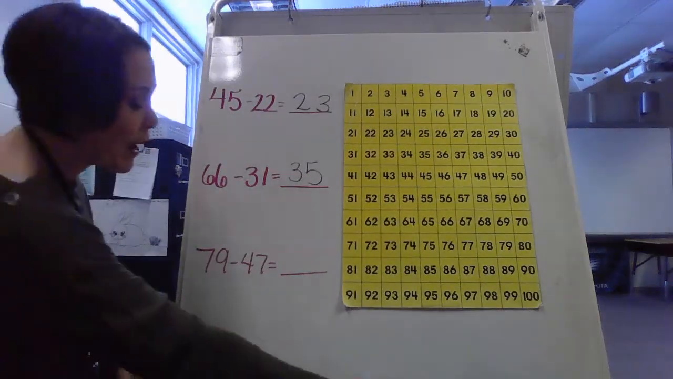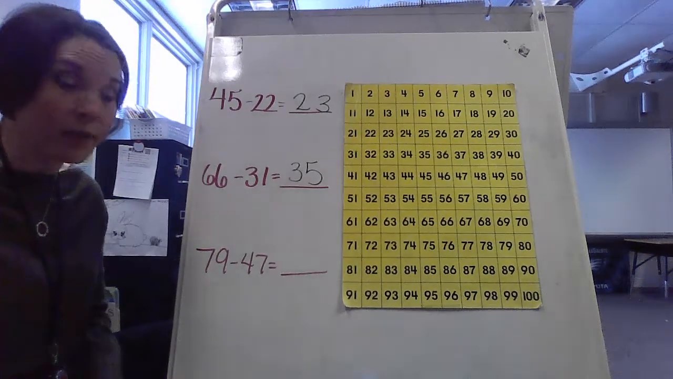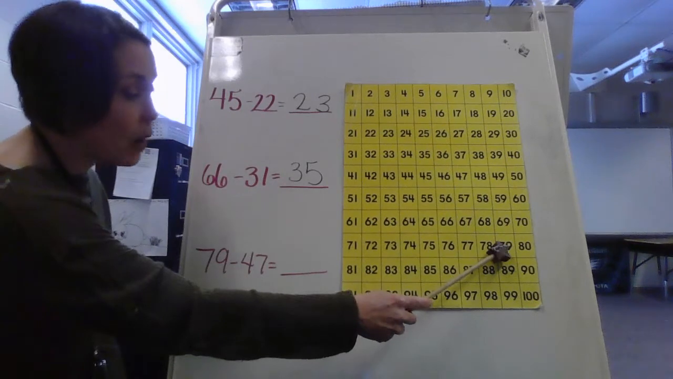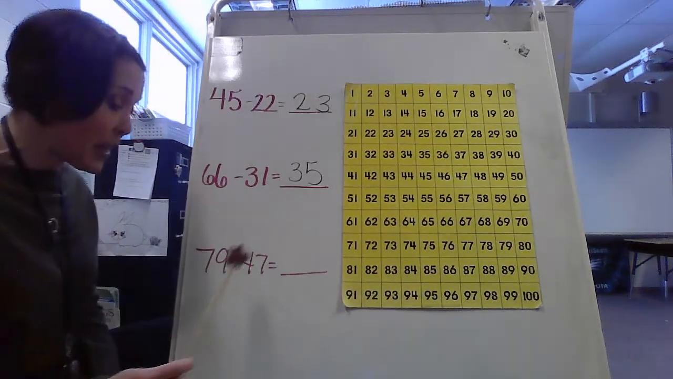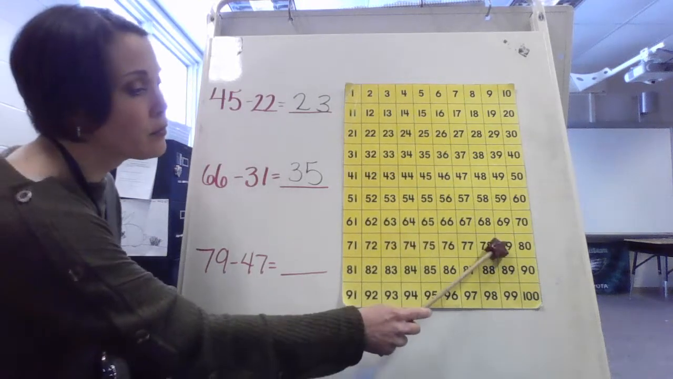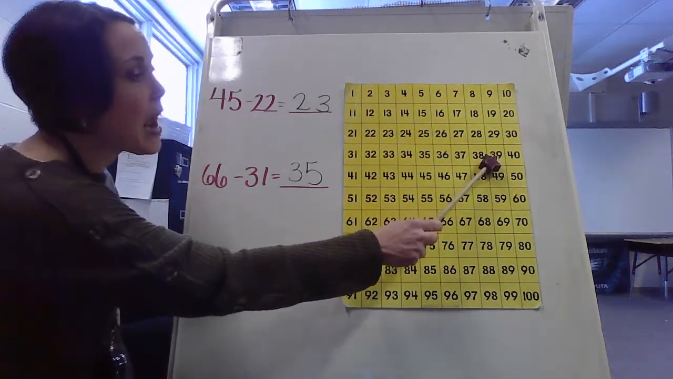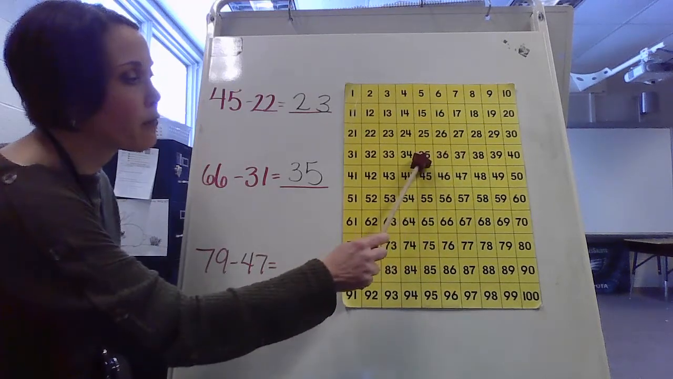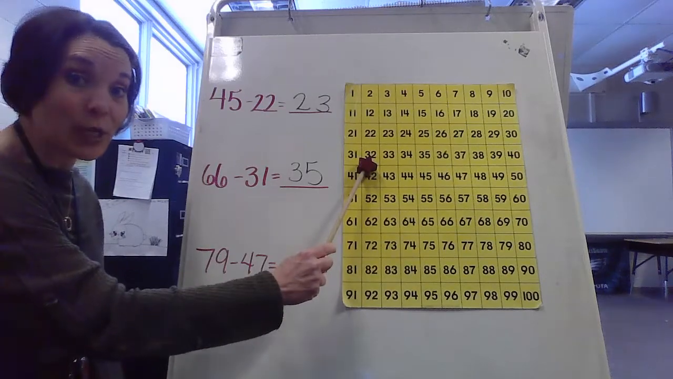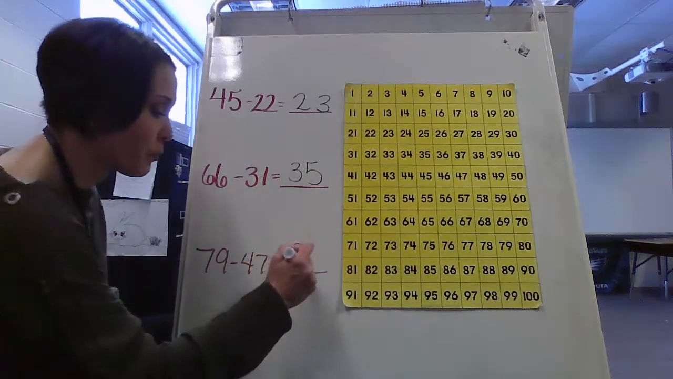Now let's go ahead with my last one. I have 79 minus 47. So I want to find 79 on my chart, and I want to go up 47. So I'm thinking 4 tens, 7 ones. 10, 20, 30, 40. And 1, 2, 3, 4, 5, 6, 7. So then I'm left at 32. That is going to be my answer for that one.